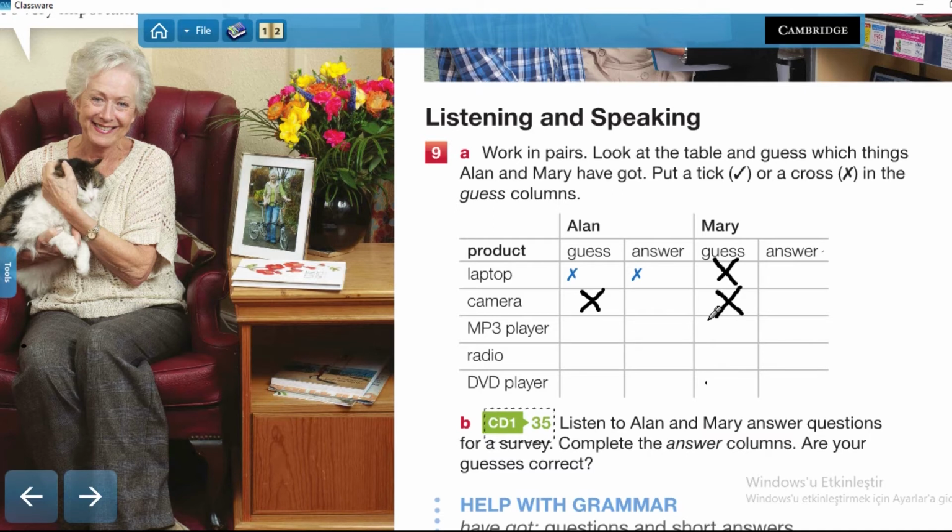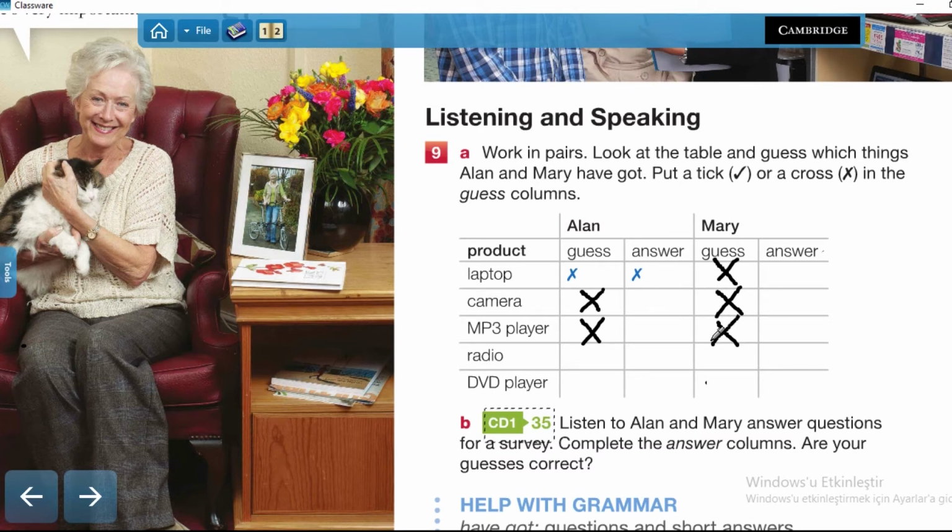I think Alan hasn't got an MP3 player because I think he listens to music on his mobile phone. So you put a cross. How about Mary? Have you got an MP3 player? I am now the sales assistant. I think Mary says, no, I haven't. I think she hasn't got an MP3 player. So we put a cross.